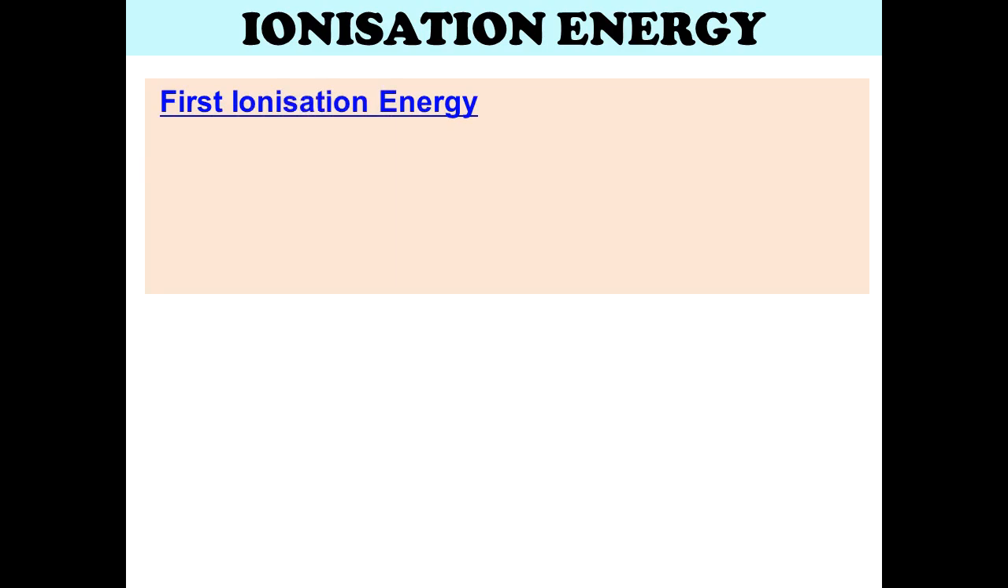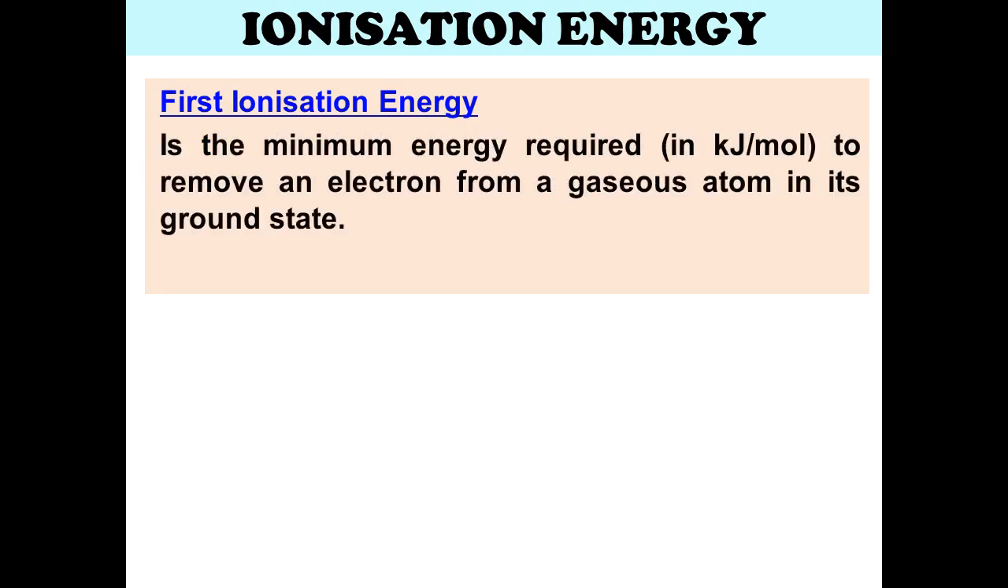The meaning of ionization energy. First ionization energy is the minimum energy required to remove an electron from a gaseous atom in its ground state. For example, gaseous X atom to produce gaseous X+ ion.